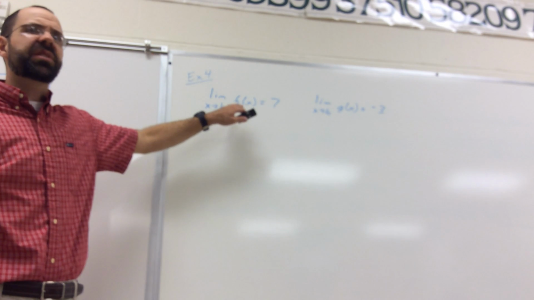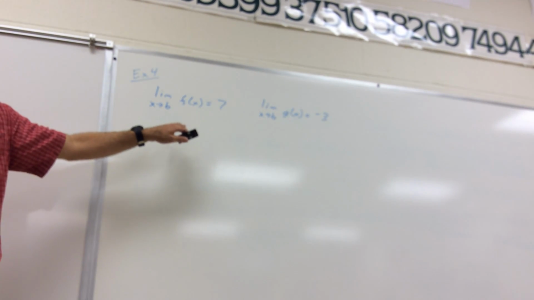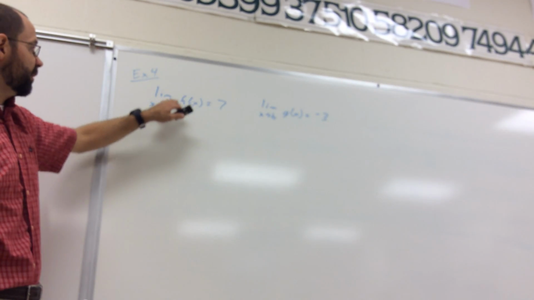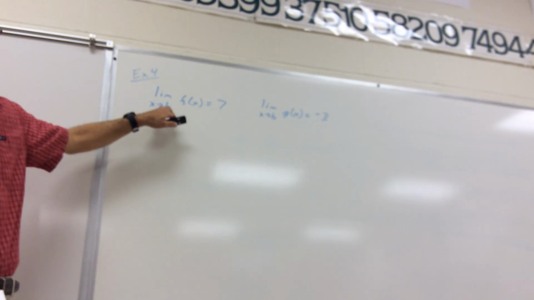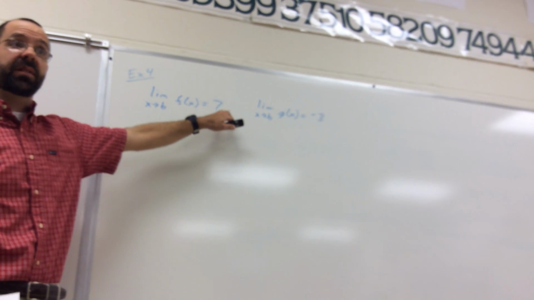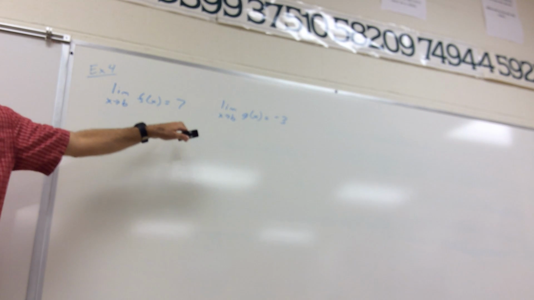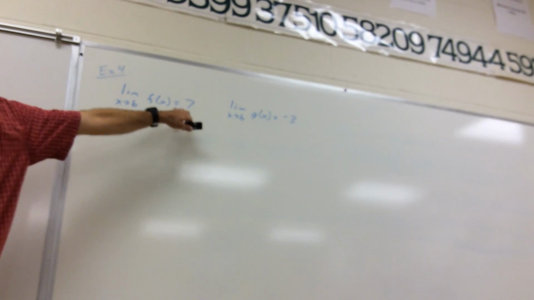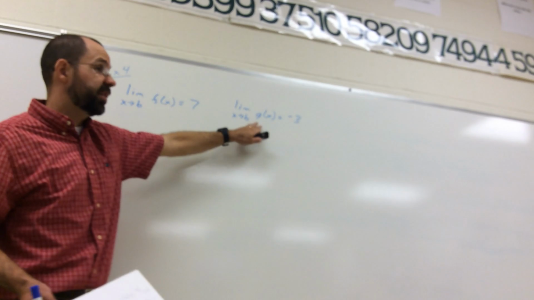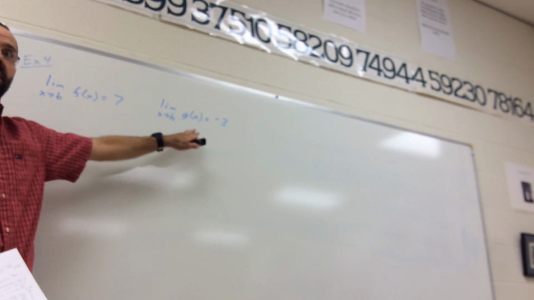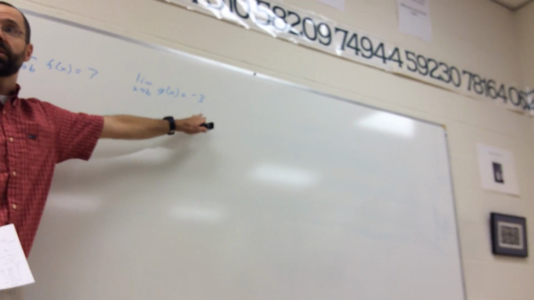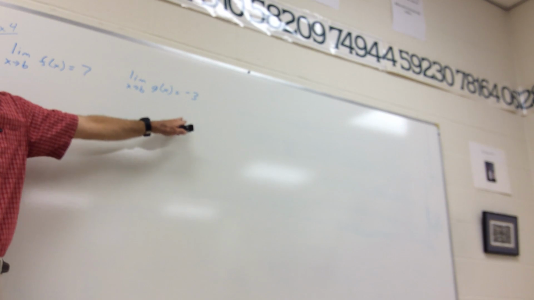Okay, so I'm just giving you some information to start out. I'm saying that the limit as x approaches b of this function is 7. So I'm just telling you the answer. The answer to this problem is 7. And then over here I'm telling you the answer to a different problem. It's -3. So this is information we're going to use in the problem.